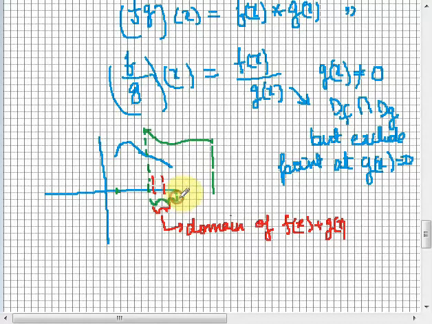These two points, where both functions exist simultaneously, are the domain of f(x) plus g(x). f(x) plus g(x) does not exist at these other points, right? So the domain of f(x) plus g(x) is this one only. This you have to keep in mind.